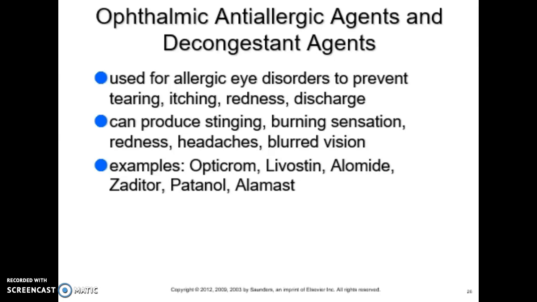Here, we're going to talk about ophthalmic anti-allergic agents and decongestant agents. These are used for allergic eye disorders to prevent tearing, itching, redness, and discharge. They can produce stinging and burning sensation, redness, and even headaches and blurred vision.